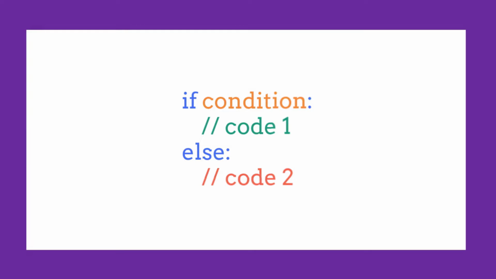First we write the if keyword followed by a condition and colon. Under if we write some code, then we write the else keyword followed by colon and a different code under else. When the condition is true, the code under if executes, and if the condition is false, the code under else executes.